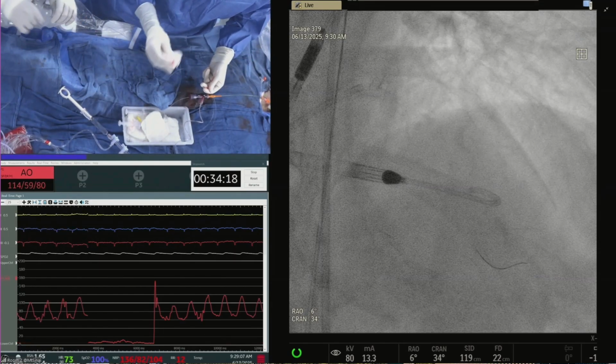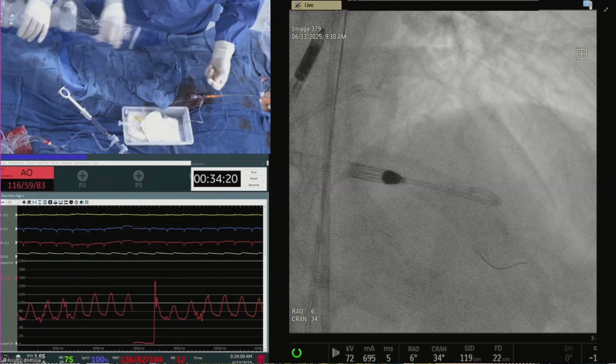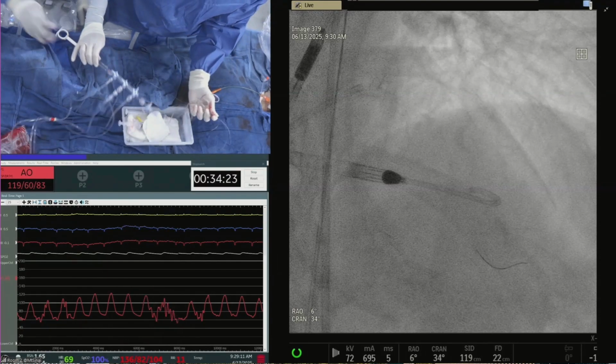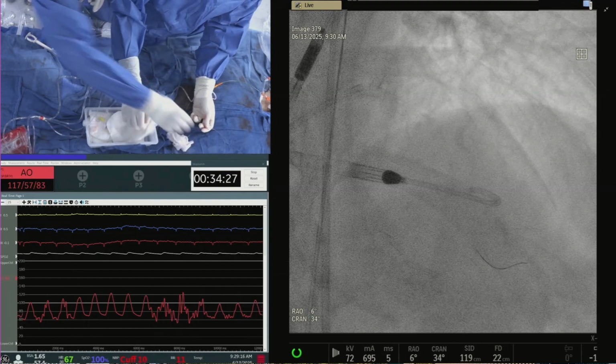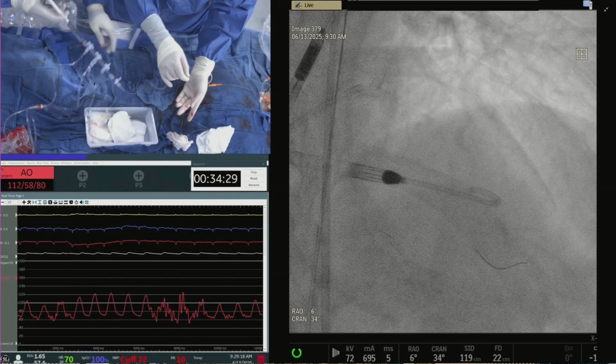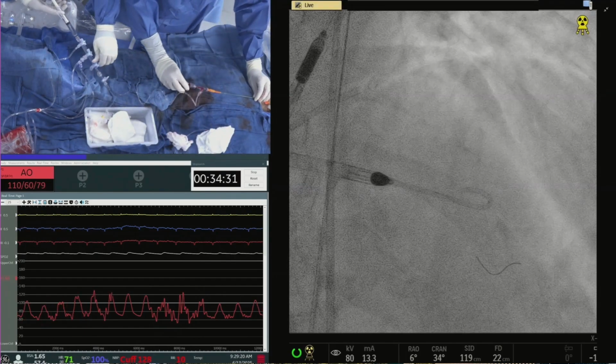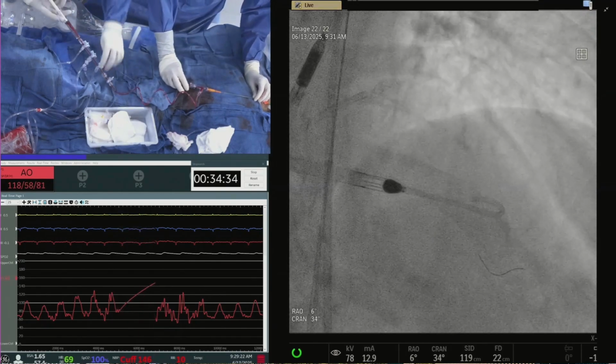Okay, now give me the Fielder wire. So we'll try to wire the diagonal. The question is, we did not do the complete second lesion of the diagonal, but we probably did at least half of it. Hopefully, we should be able to dilate it, okay? And let us see how the vessel looks.